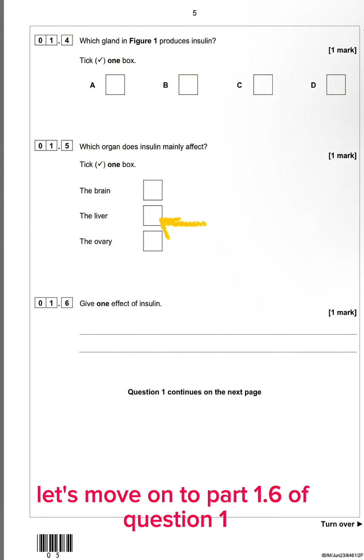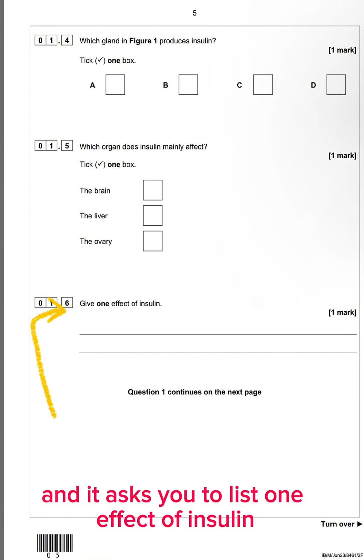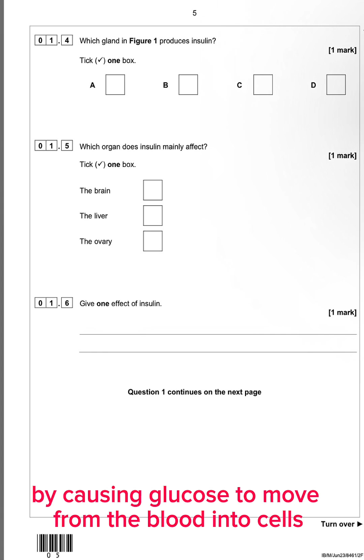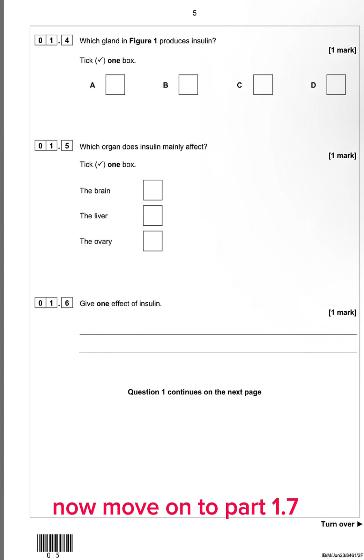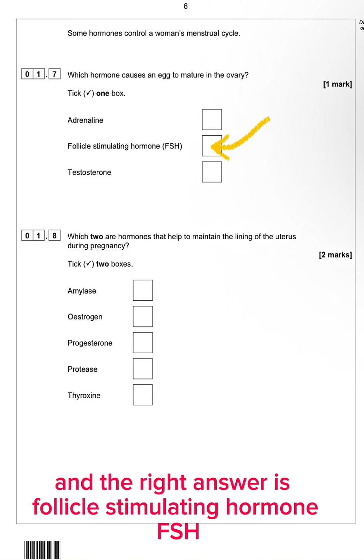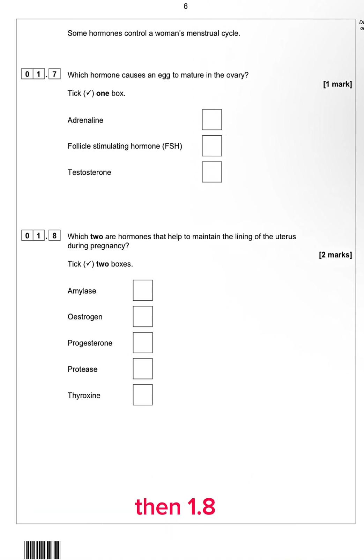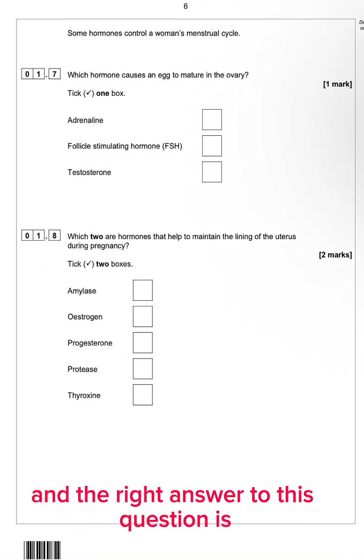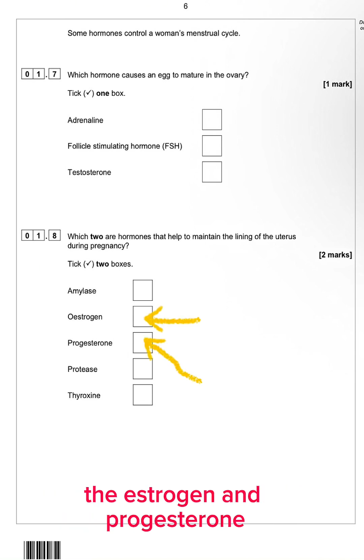Let's move on to part 1.6 of question 1, and it asks you to list one effect of insulin, and the answer is it lowers blood glucose levels by causing glucose to move from the blood into cells. Now part 1.7 asks you to name the hormone causing egg maturation, and the right answer is follicle stimulating hormone, FSH. Then 1.8 asks what maintains the uterus lining during pregnancy, and the right answer is estrogen and progesterone.